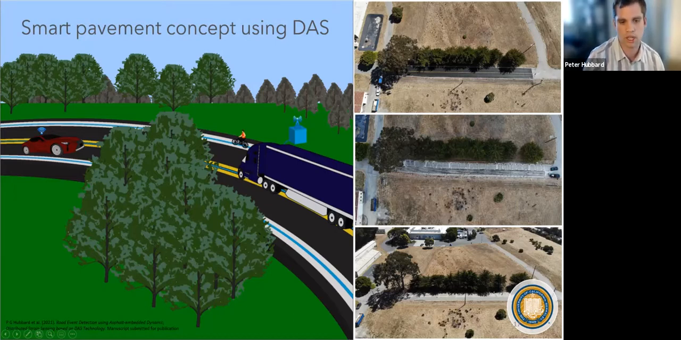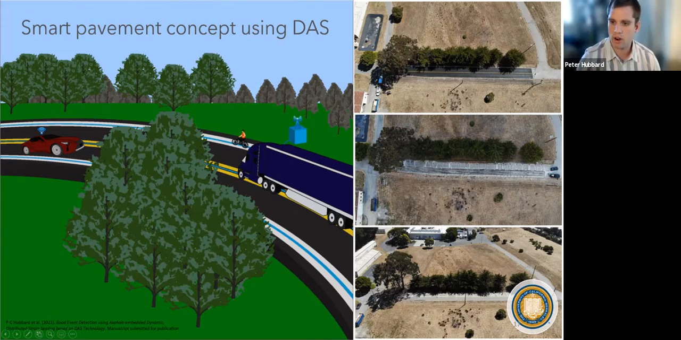So here's the concept. We have a road and we embed our tightly buffered fiber into the road. We acquire data at this node and we transmit some kind of information to our car. The car could be autonomous, or not autonomous; it could just have a display that tells you things. And the car knows that there's a dangerous blind situation here, with a bicyclist and a semi that's crossing over the double lines. That's the concept. Keep that in the back of your mind.